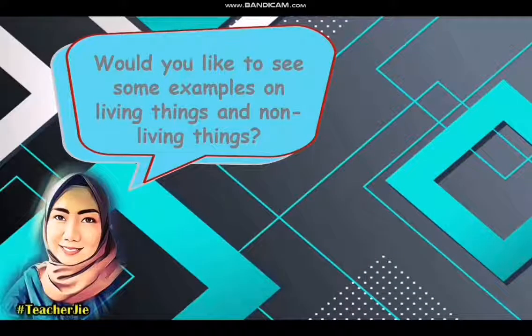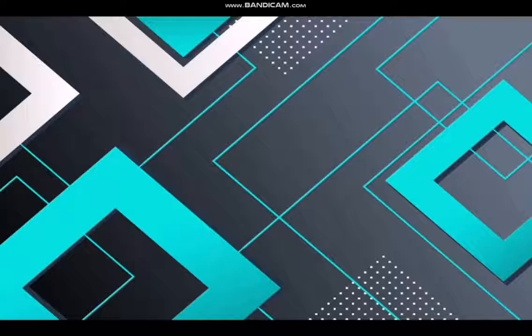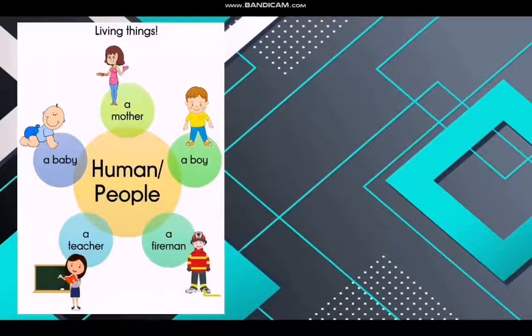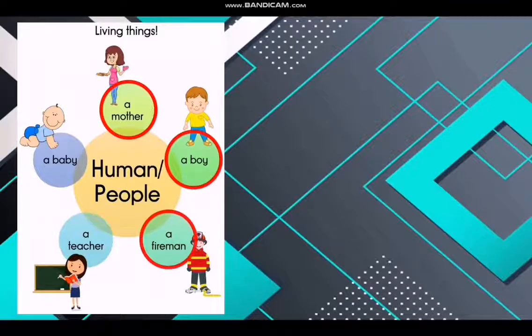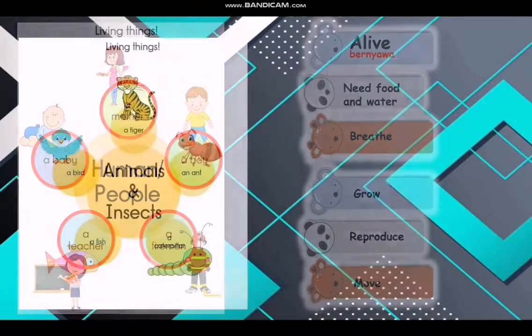Would you like to see some examples on living things and non-living things? Yes! Human is one of living things. For example, a mother, a boy, a fireman, a teacher, and a baby. As we can see, they are alive, which is bernyawa. They need food and water. They breathe, they grow, they reproduce, and also they can move.